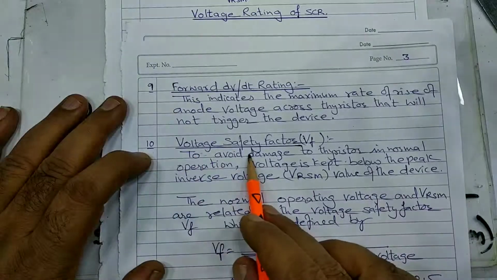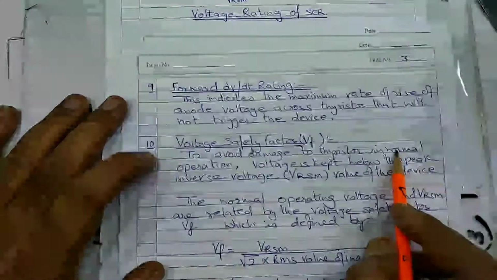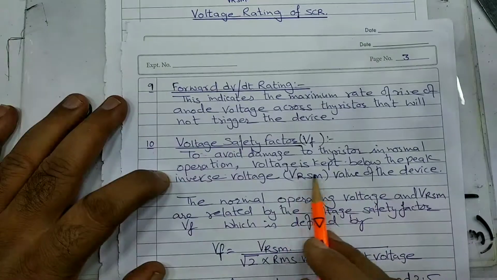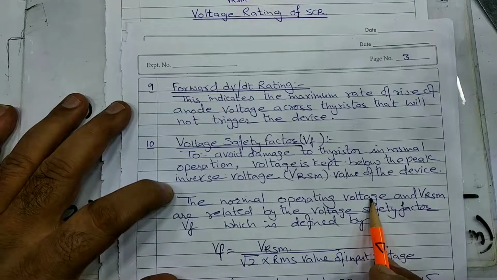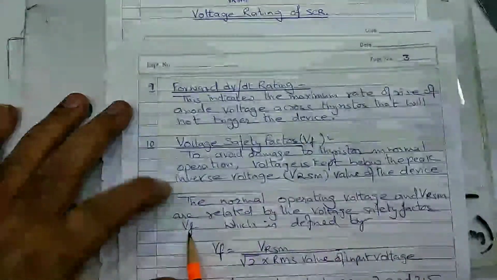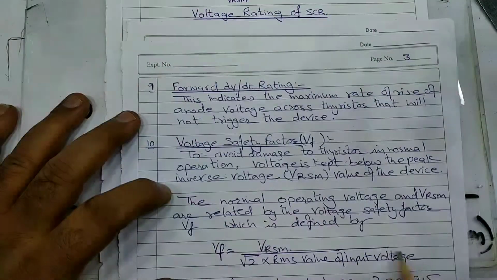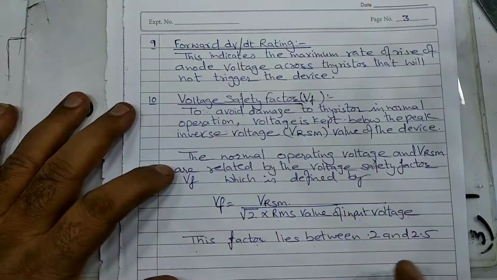Next is voltage safety factor VF. To avoid damage to thyristor in normal operation, voltage is kept below the peak inverse voltage VRSM value of the device. The normal operating voltage and VRSM are related by the voltage safety factor VF, which is defined by VF equal to VRSM divided by √2 multiplied by RMS value of the input voltage. This factor lies between 2 and 2.5.